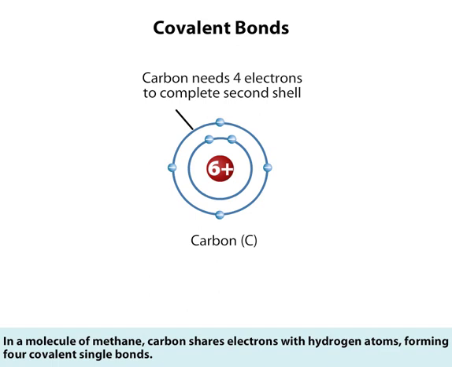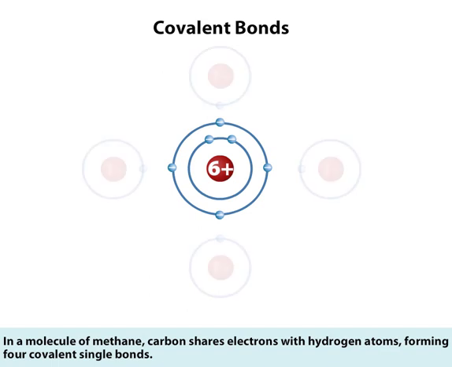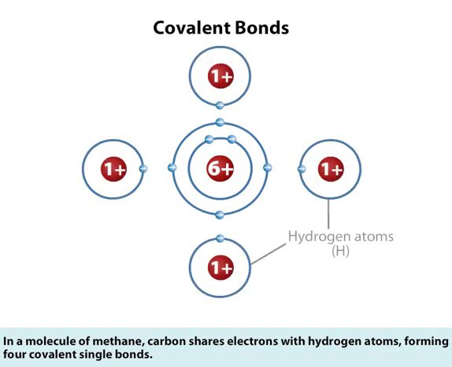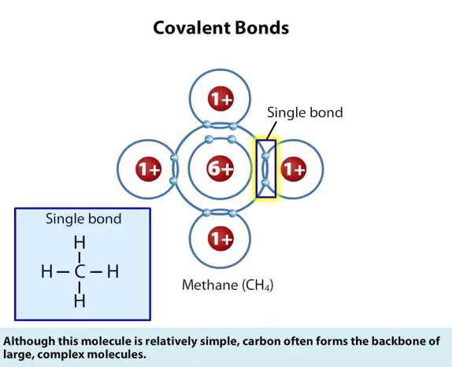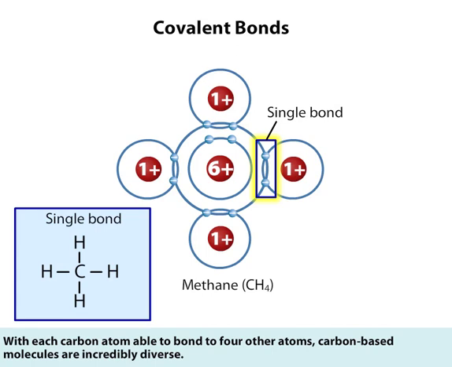In a molecule of methane, carbon shares electrons with hydrogen atoms, forming 4 covalent single bonds. Although this molecule is relatively simple, carbon often forms the backbone of large, complex molecules. With each carbon atom able to bond to 4 other atoms, carbon-based molecules are incredibly diverse.